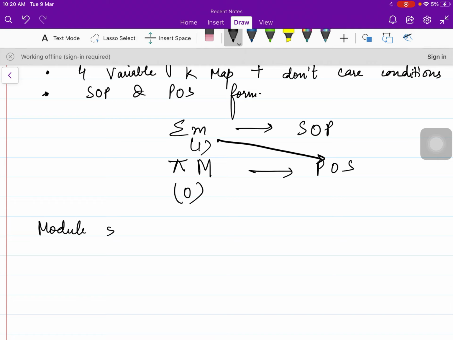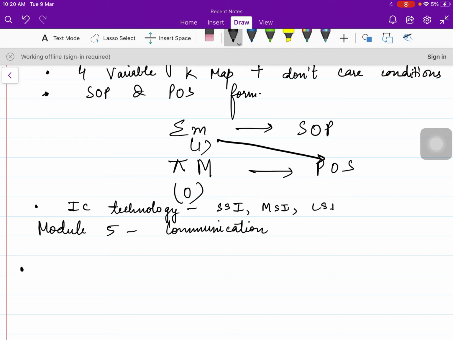Now module 5 is related to communication, and there the important question comes. In module 4, I have left one question that is related to IC technology, which is a very brief topic, where you will see small scale integration, medium scale integration, large scale integration, and very large scale integration. So just learn the comparison of the 4 techniques.